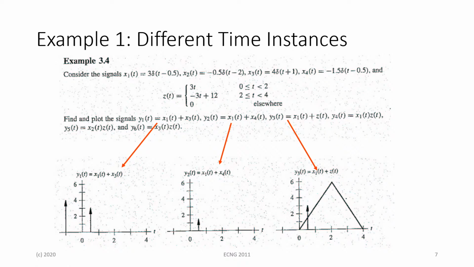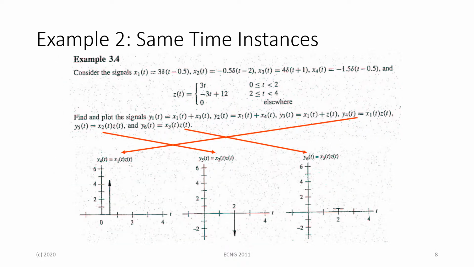Alright, so I think that basically clears up all the questions for the addition of impulses. Alright, let's go on to the multiplication of impulses. So, on this slide in particular, we're going to be watching our y4, y5, and y6 resultant signals, where y4, y5, and y6 are multiplications of the impulses with themselves or with arbitrary signals accordingly.